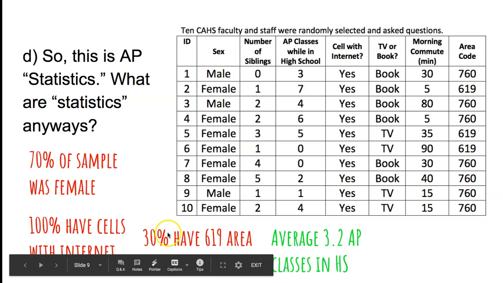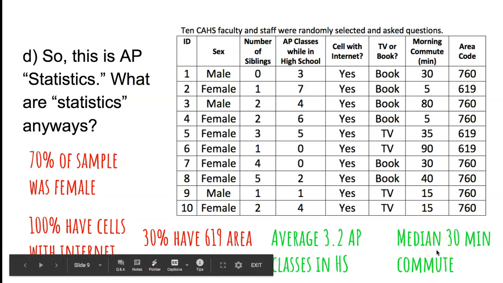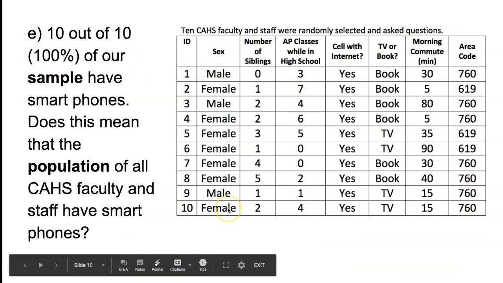So percentages could be statistics for categorical variables. An average could be a statistic for a quantitative variable. If we find the median of these numbers, the median commute is 30 minutes, and that would be a statistic. The median is a statistic. Letter E, 10 out of 10, 100% of our sample have smartphones, phones with the internet.